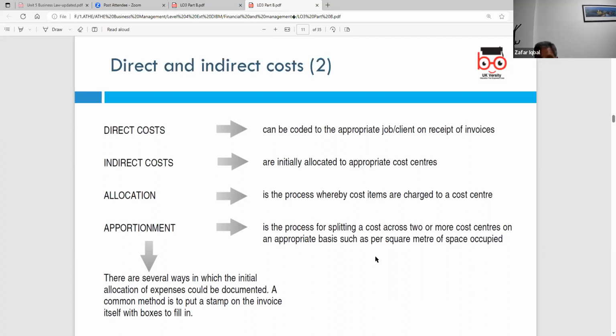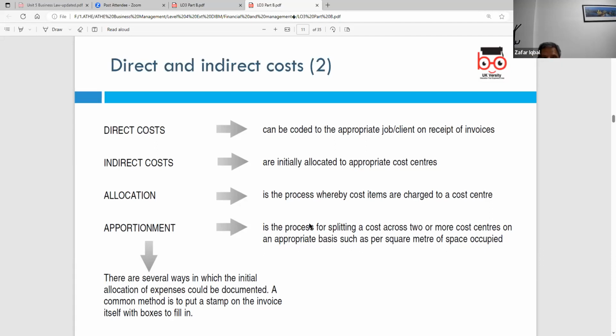Now, using the absorption costing, okay? And marginal costing, as we told you earlier, the total costs are deducted from the sales revenue to give you profit. In marginal costing, sales revenue minus the variable cost will give you the contribution, and from the contribution you deduct the fixed cost to give you a profit. Okay, so that's the only difference.